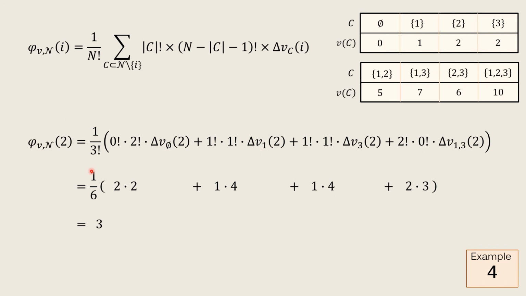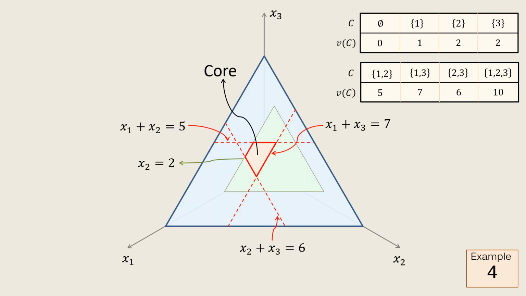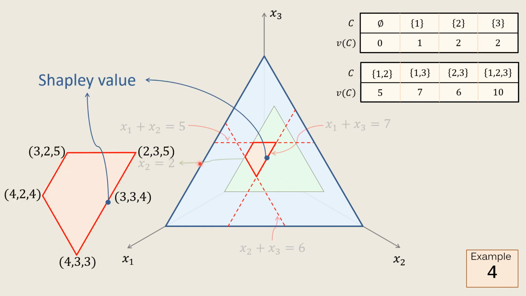Likewise, the Shapley value of agent 2 is 3, and the Shapley value of agent 3 is 4. So the Shapley values are 3, 3, and 4. Now, we have already seen that this red trapezoid represents the core of this game. And this is where the Shapley value is. It lies in the core because this is a convex coalition game.